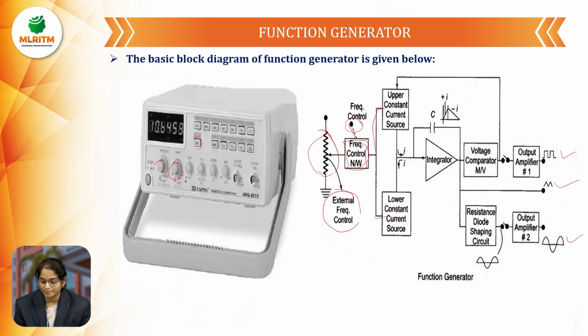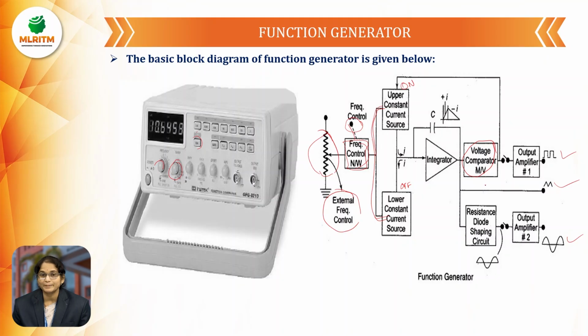With the help of the upper constant current source and lower constant current source, whenever the upper constant current source is on, who will tell it to switch on the upper constant current source and switch off the lower constant current source? Who will give the input? The voltage comparator network will give the instructions to the upper and lower constant current sources.